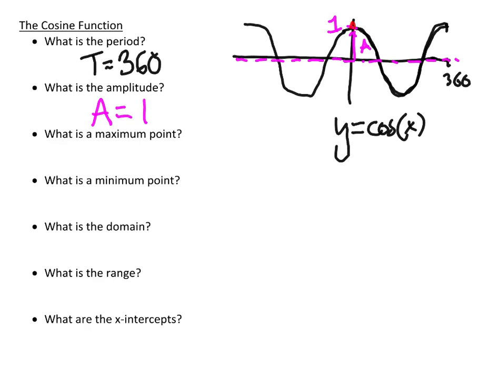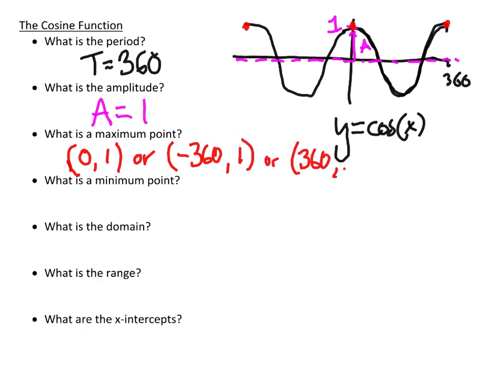The maximum points happen here, and here, and here. So there's one at x equals 0, y equals 1. Also at negative 360, y is equal to 1 there. And there's another one over at positive 360, y is equal to 1. And this pattern keeps going, so the maximums keep going too. The minimum points are here and here. So they happen at negative 180 and negative 1. And also over here at positive 180, you get down to negative 1 as well. So those are your minimum points.